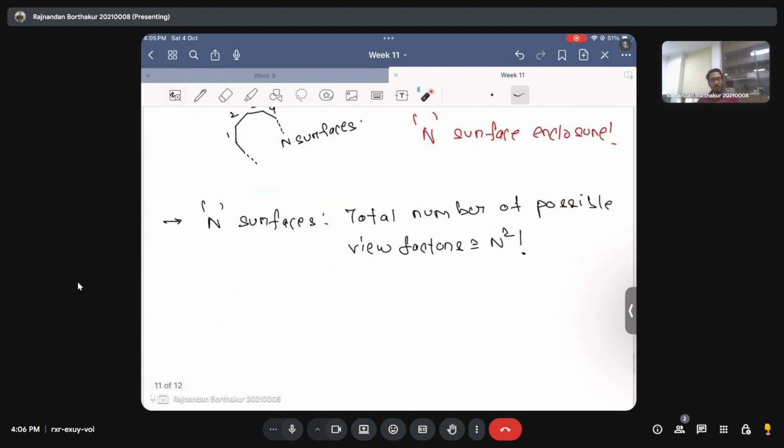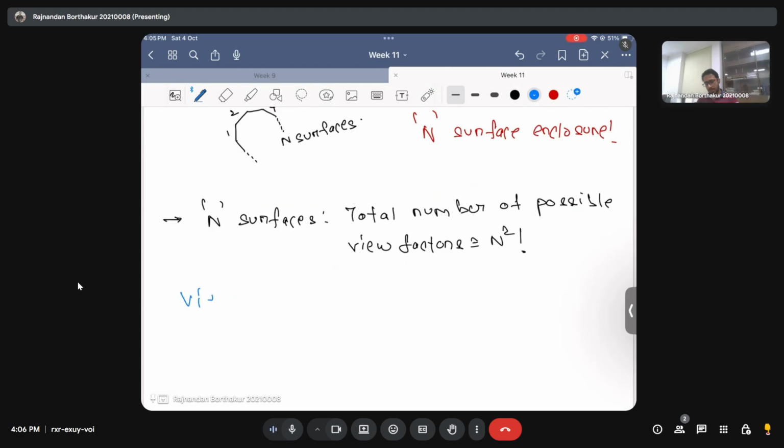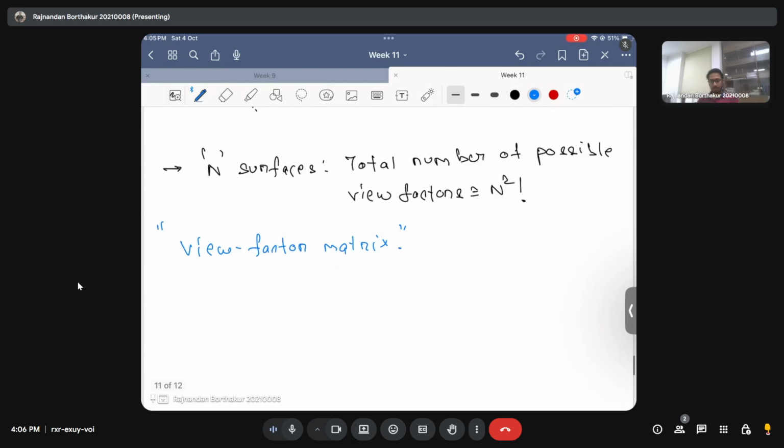And in order to show you this proof, I will form a matrix which is known as a view factor matrix. From this view factor matrix, I will show you that the total number of view factors that will be possible is going to be equal to n squared. So let's see how I can form this matrix.